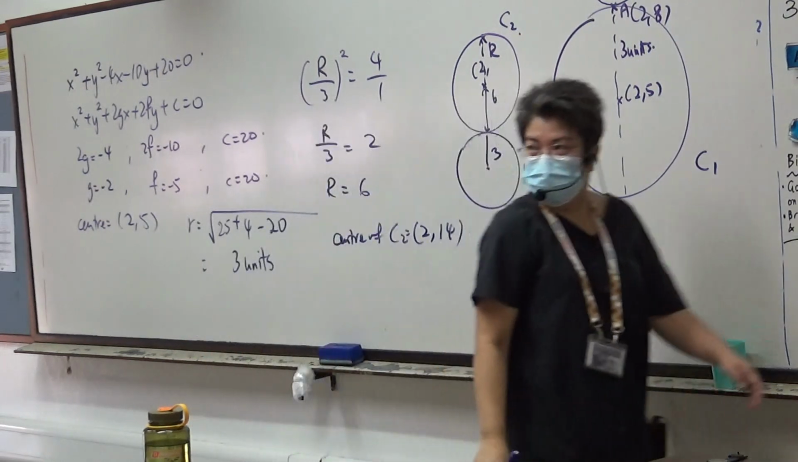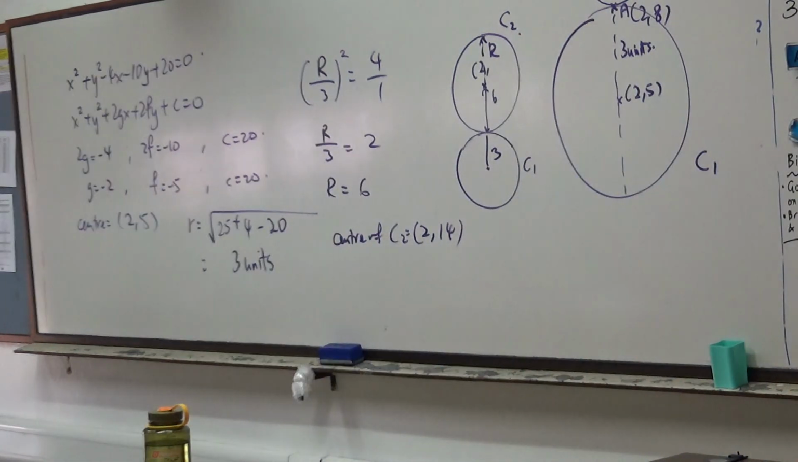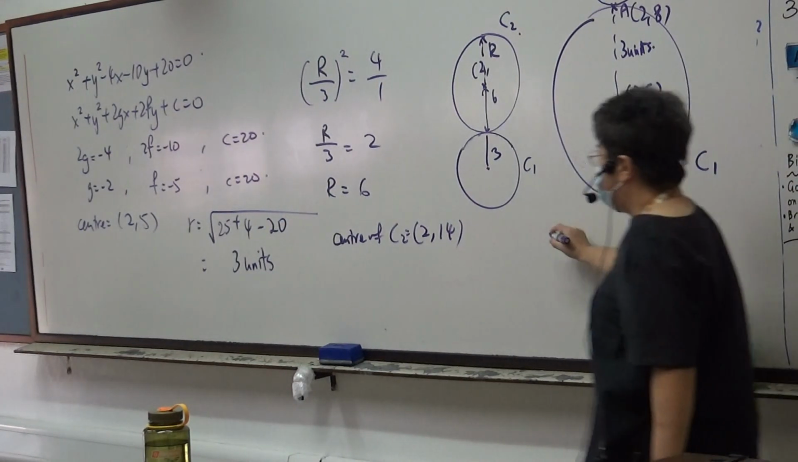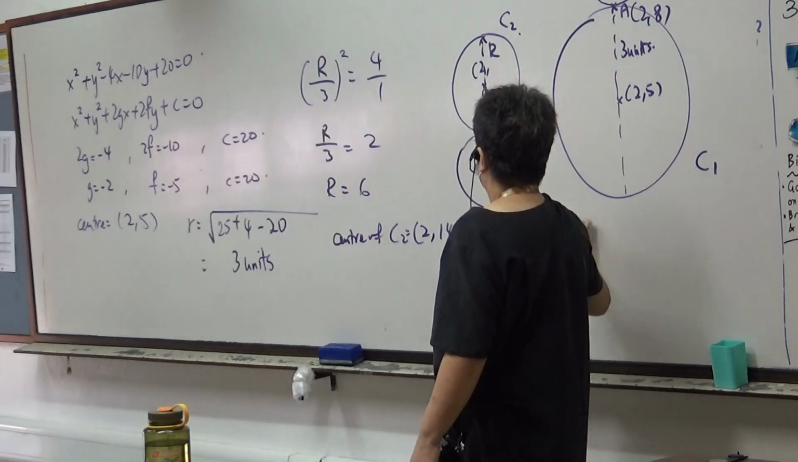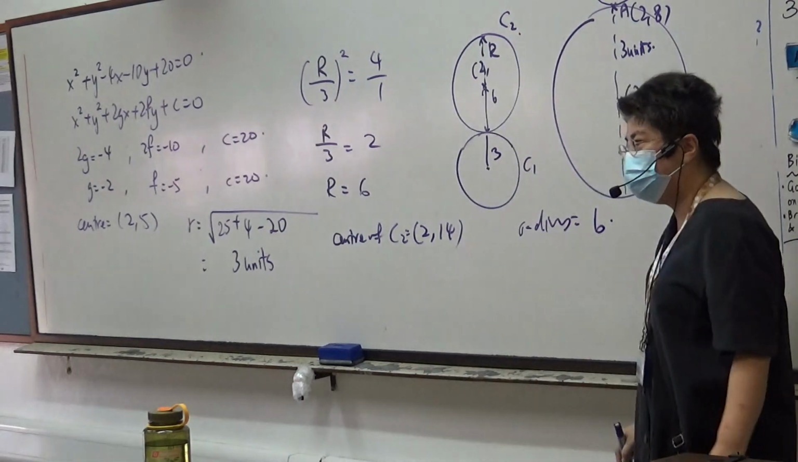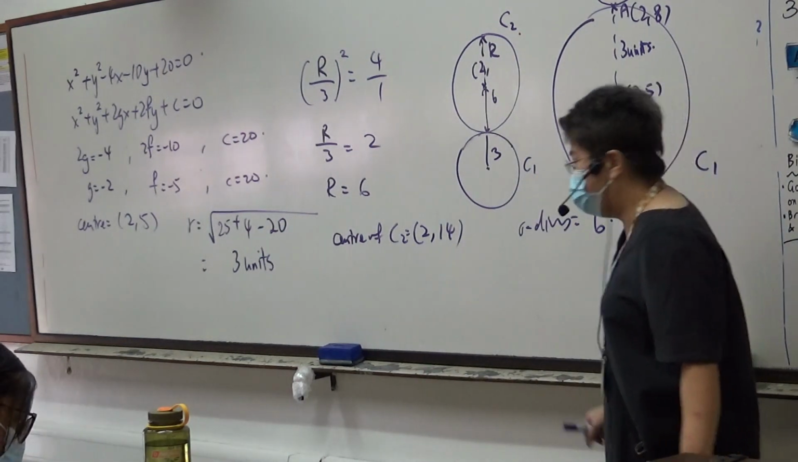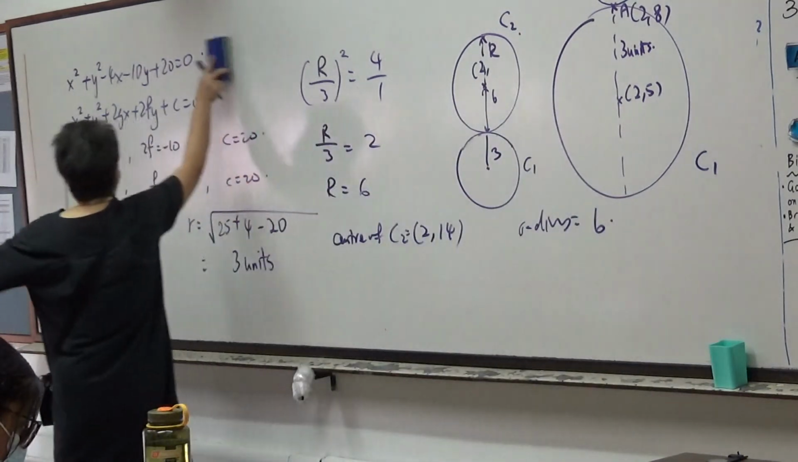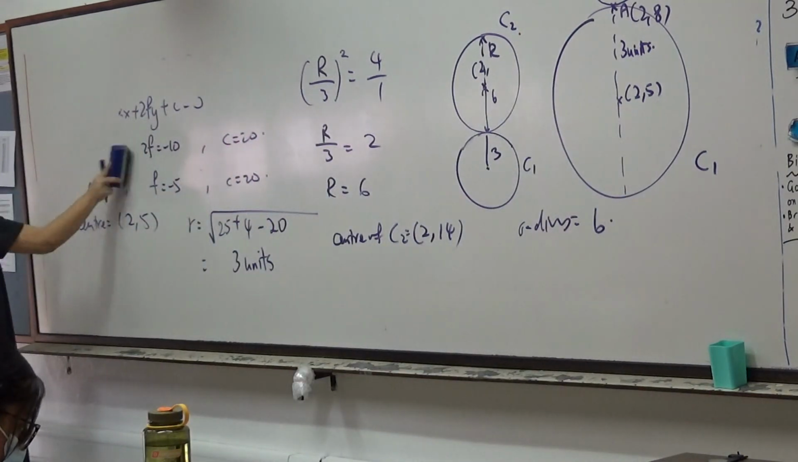Is it 214? Can you see it's 214? Yeah? What's the radius? I just found it. It's 6, right? Everybody clear? Radius is 6. Okay. Now I'm going to write it in standard form again.